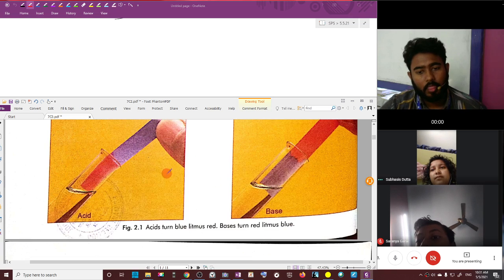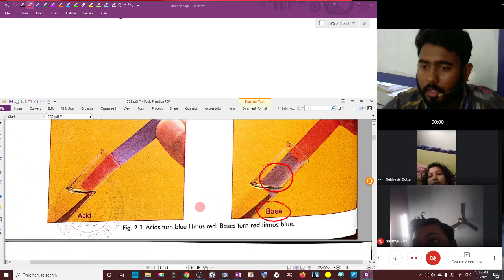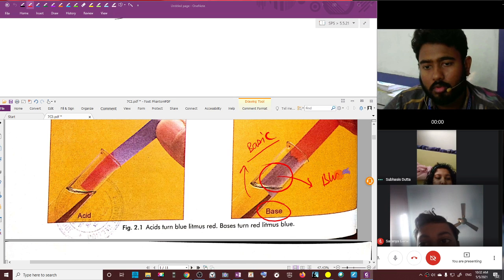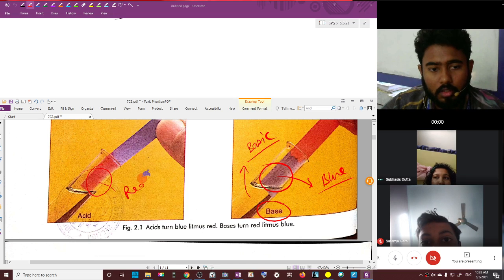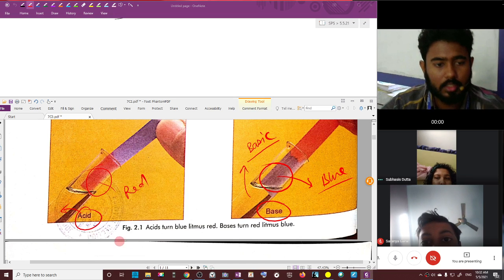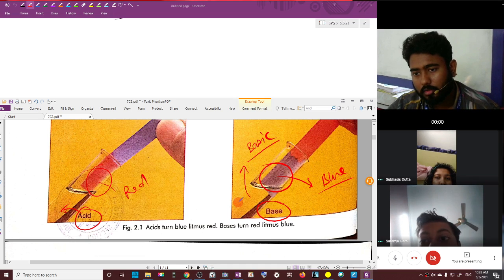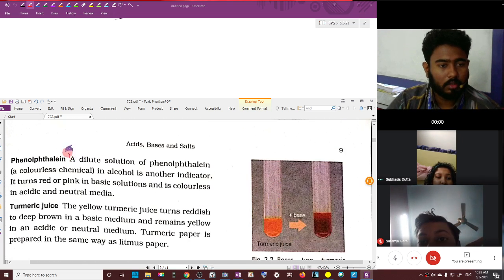So see, it is blue. So this one is a base, right? We have soaked it in this solution. This solution is a basic solution. That's why this one is blue. What is this color? This is red. Why? Because it is an acidic solution. Clear? Any doubt? No, sir.